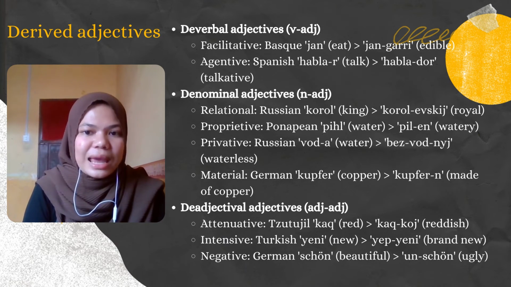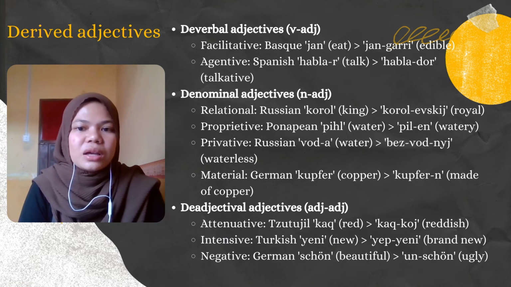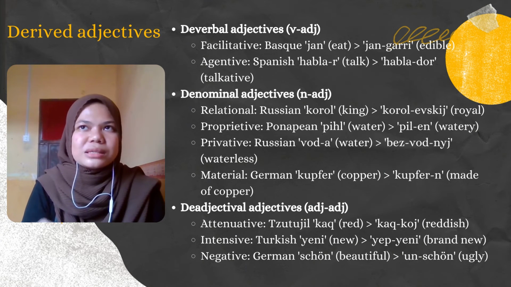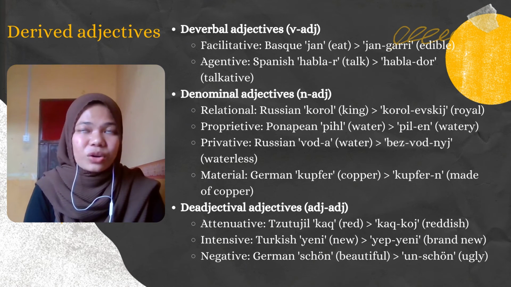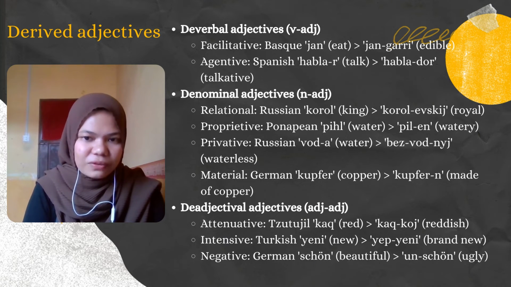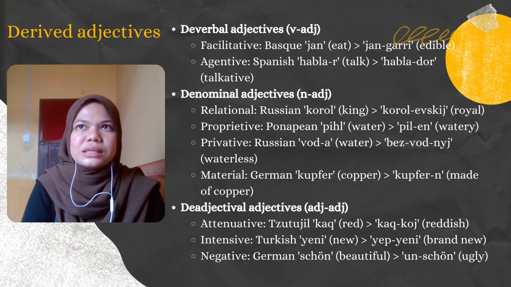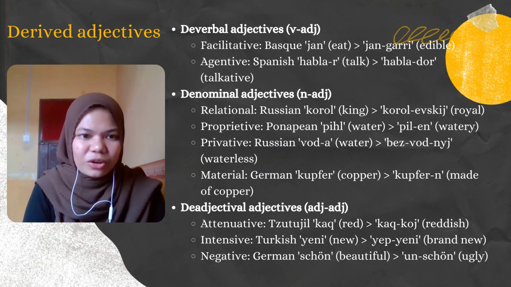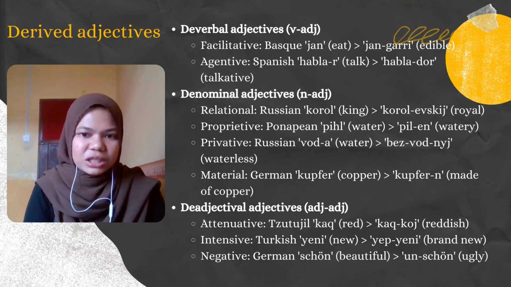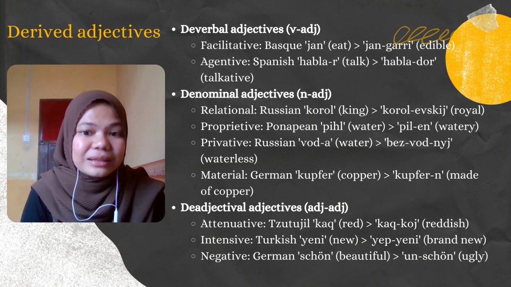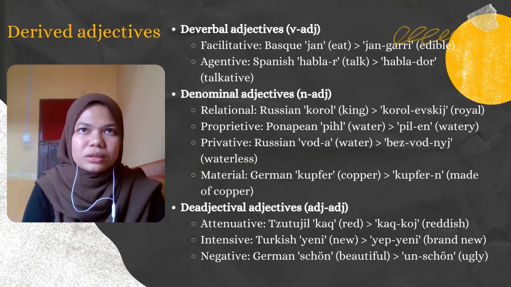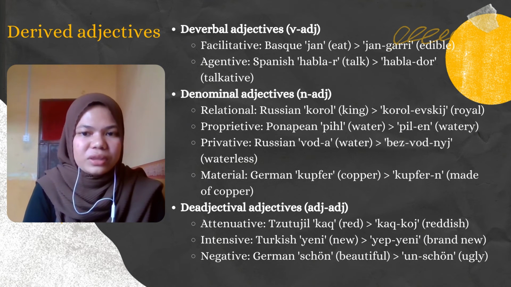The last one is the adjectival adjectives. The first one is attenuative adjectives, which is the lessened condition of the adjective. And then we have intensive adjectives, which is the upgraded or concentrated condition of the adjectives. And the last one is the negative adjectives, which is the opposite of the adjectives.